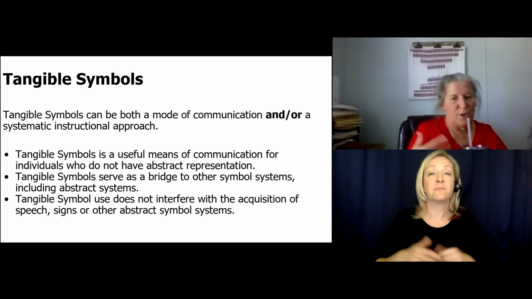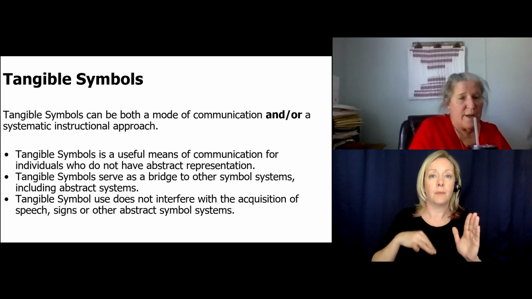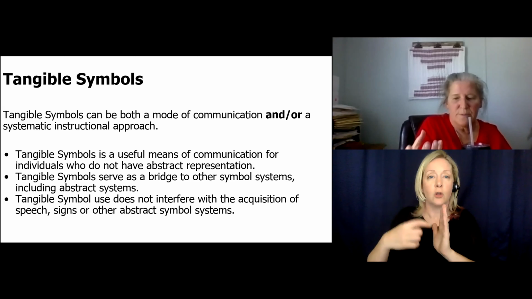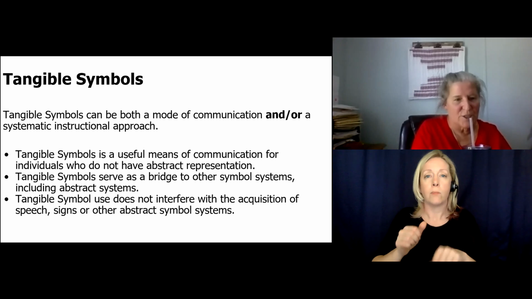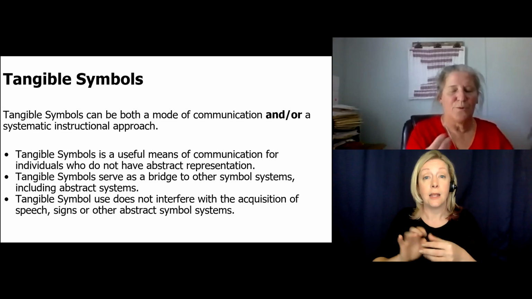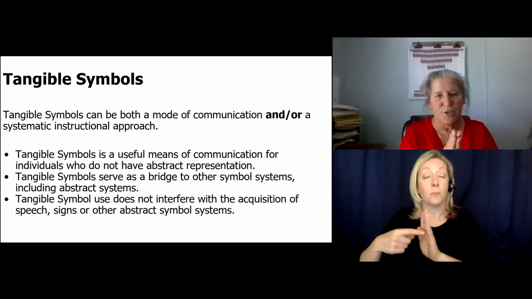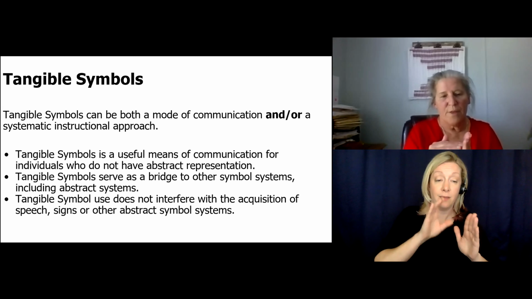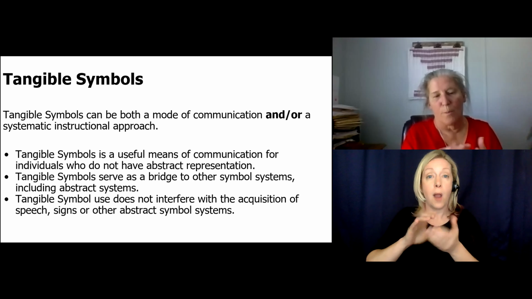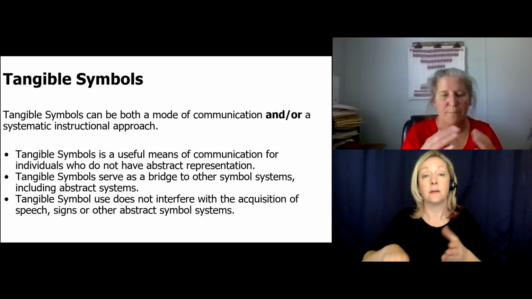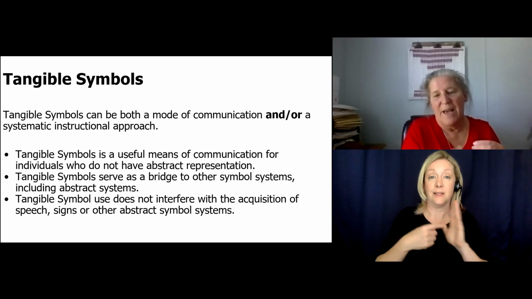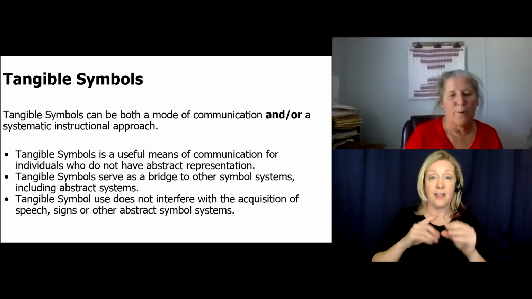Tangible symbols are useful means of communication for individuals who don't have abstract representation. So this is more of a concrete representation that helps. Plus, they serve as a bridge to other symbol systems. So I might use those in order to teach them more abstract things like sign or printed word or braille. So I'm going to use the tangible symbol, but I'm also going to teach those other things after they get the tangible symbol down pretty well.